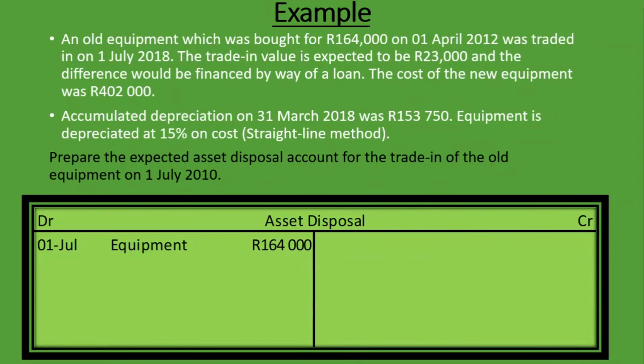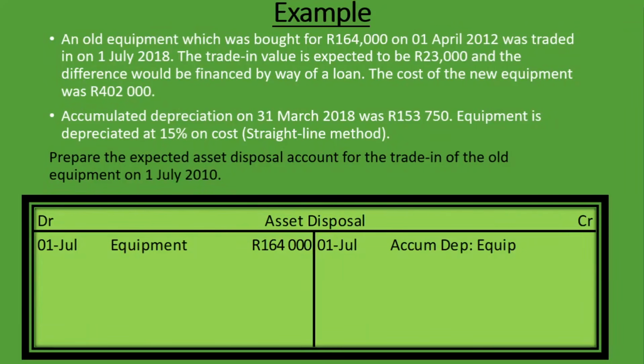Well, we need to record the accumulated depreciation related to this specific equipment. And where will we record it? We'll record it on the credit side of the asset disposal account. So we'll put our description there. We'll put our date, 1st of July, and that is the day that we are disposing of the asset, and we'll put the description, accumulated depreciation on equipment.